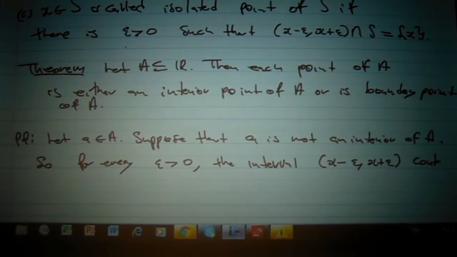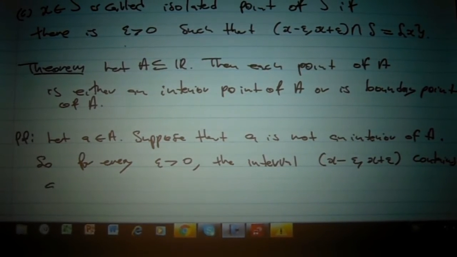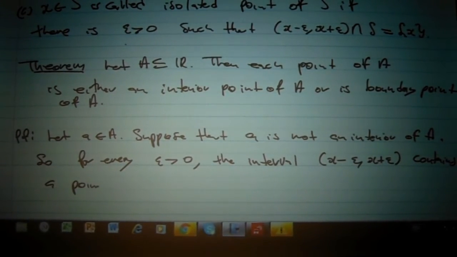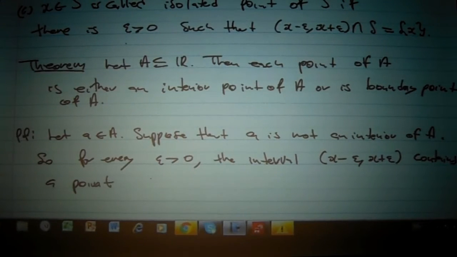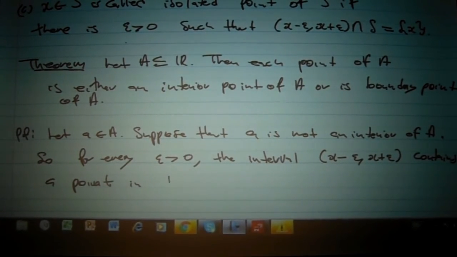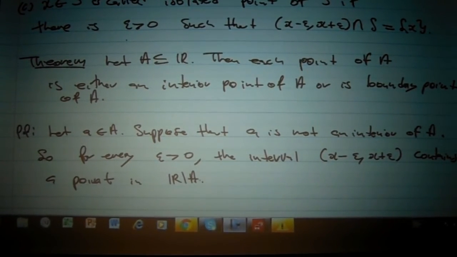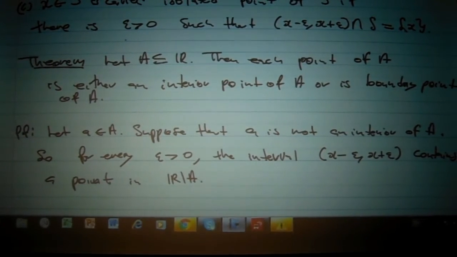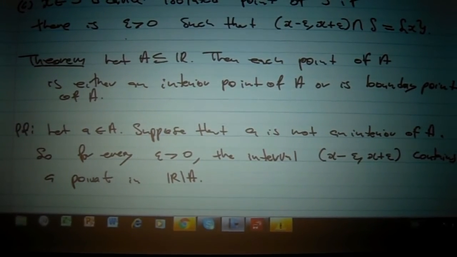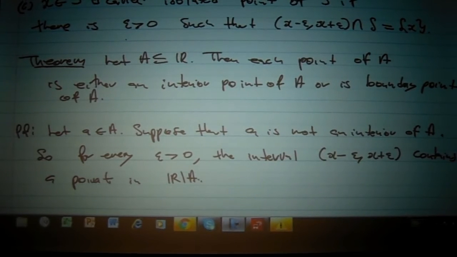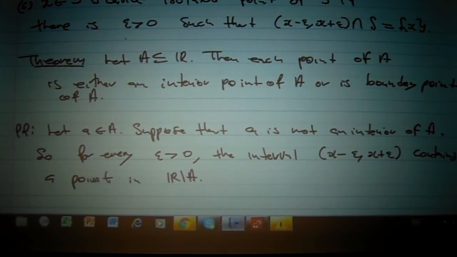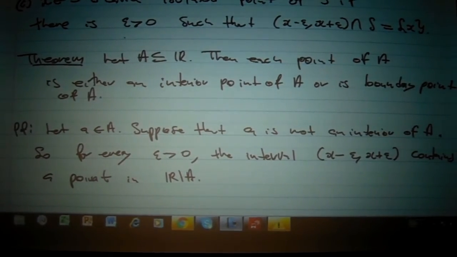Contains a point in R without A. Right, so we are negating it. Well, are we done? Why do we say we are done? Because in the beginning we said a is in A, right? So we have another point that is in the complement of A, and it cannot be a.